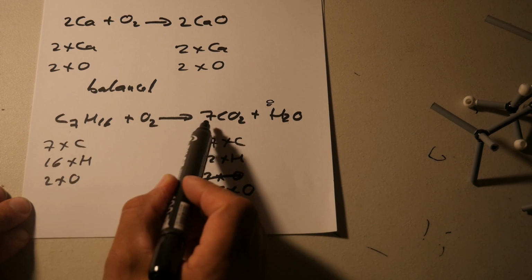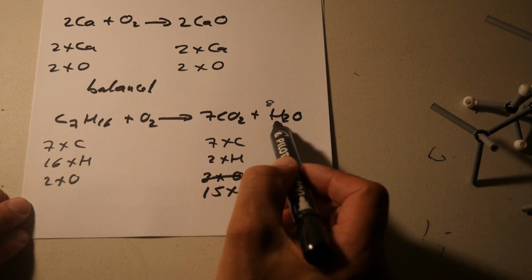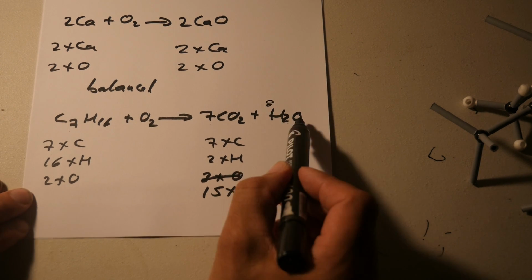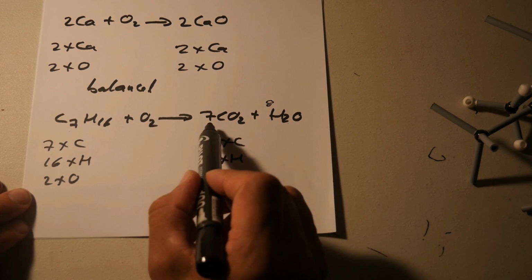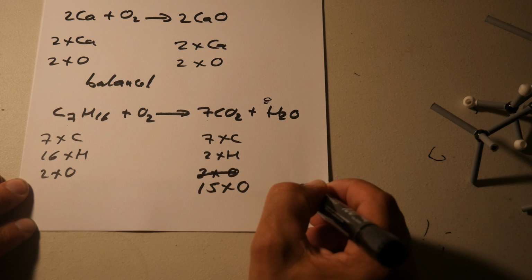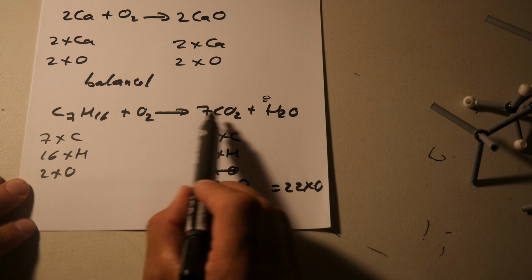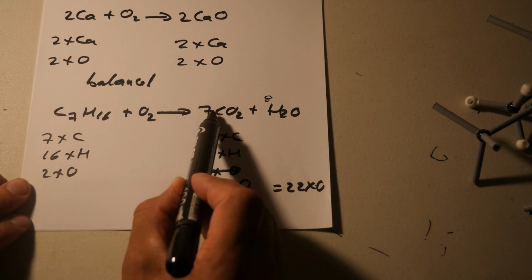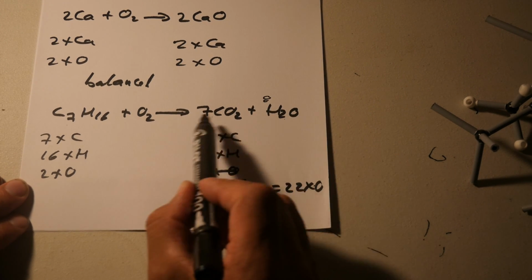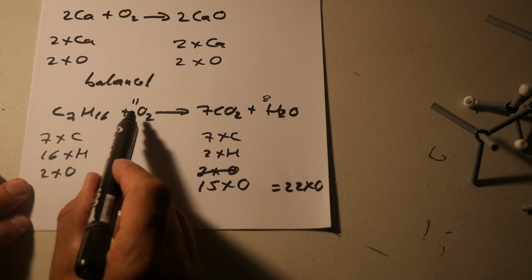Okay, so 7 carbons there, 7 there. 16 hydrogen here, 8 times 2 is 16 hydrogen there, okay? And then you've got 8 oxygen plus 14 equals now 22 oxygen, okay? There. So how do you make this into 22? There's a total of 22 oxygen there, because there's 7 carbons there, 7 there, because there's 16 hydrogen, 8 times 2 is 16, this gives a total now of 22 oxygen. So how can you make that 22? By making that 11, okay, there.